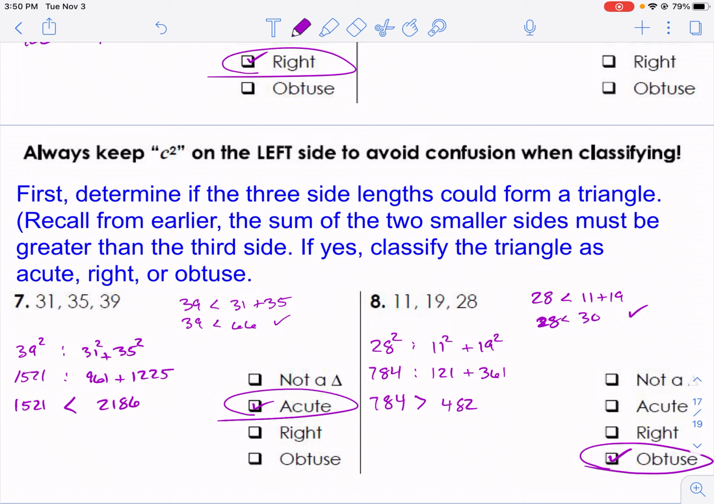So key things to remember when you are classifying. Put c squared on the left and use the Pythagorean theorem to determine it. If c squared is equal, it's a right triangle. If c squared is greater than a squared plus b squared, it's obtuse. And if c squared is less than a squared plus b squared, it is acute. And that's the end of the converse of the Pythagorean theorem.